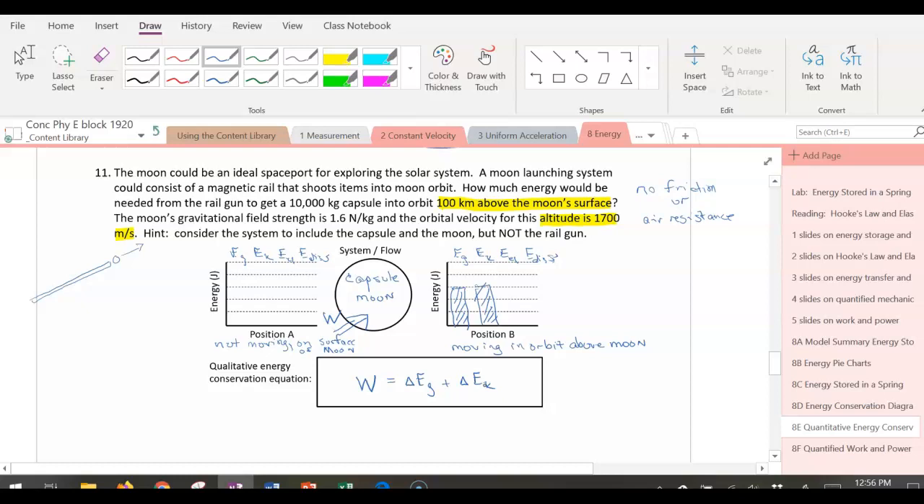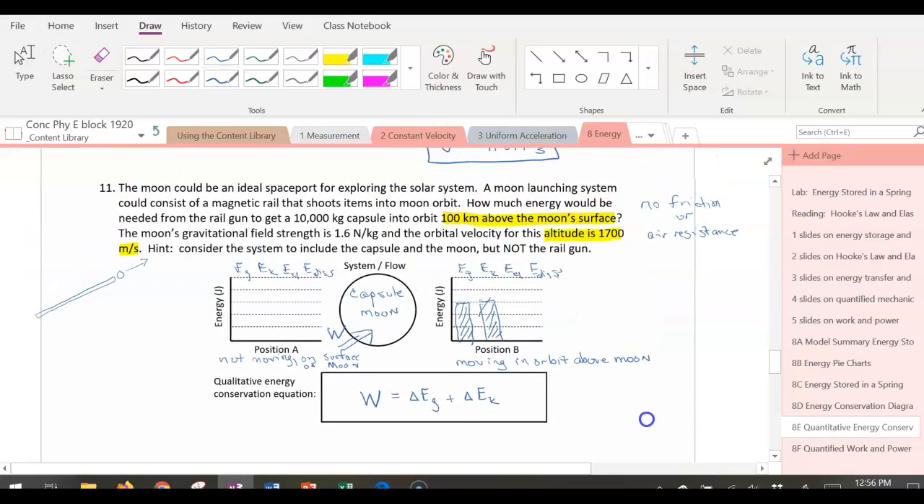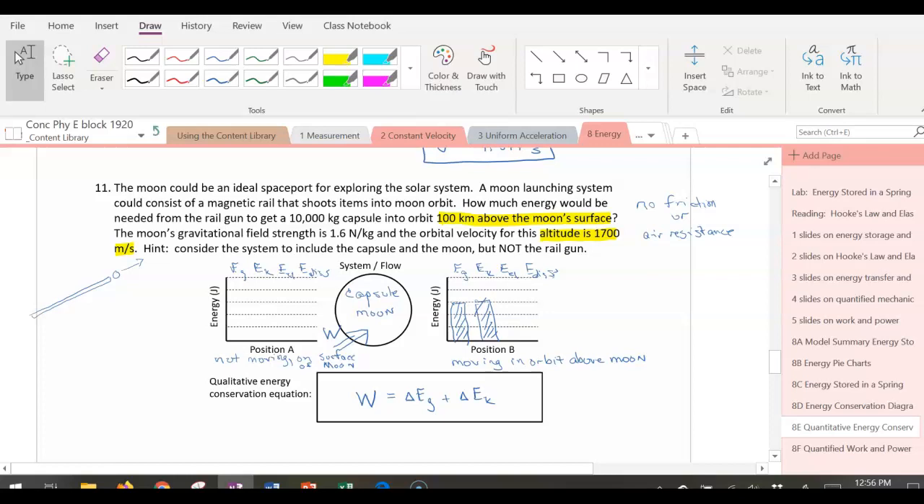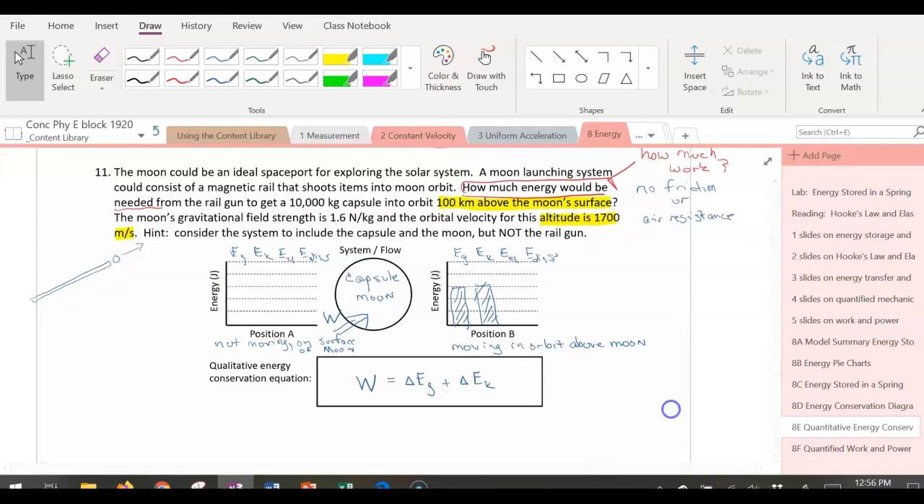Okay, and so now, let's see, are they asking me a question here? How much energy would be needed? This question of how much energy would be needed, that's basically saying how much work, right? The work was the energy that was transferred into the capsule system, so I'm going to be solving for that work. And I need to bring in my formulas to calculate each type of energy. Gravitational energy is mgh. Kinetic energy is half of the mass times the velocity squared.